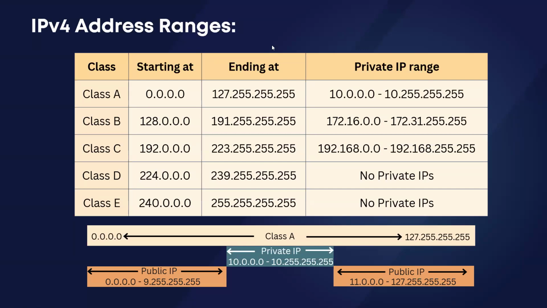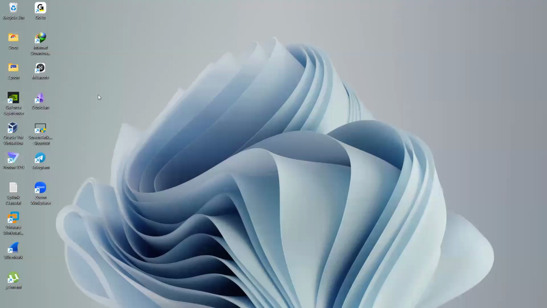Perfect. Now, as an exercise, I'm going to write down some random IPs. And I want you to look at these ranges and tell me which IP belongs to which class and whether they are public or private IPs, guys. Okay. So let me quickly write down some IPs first.